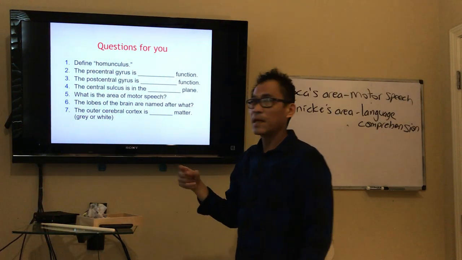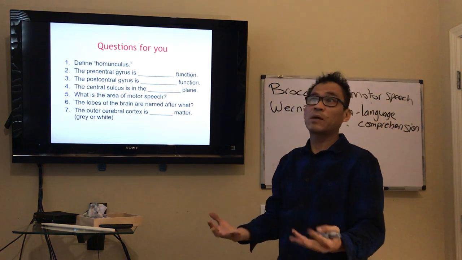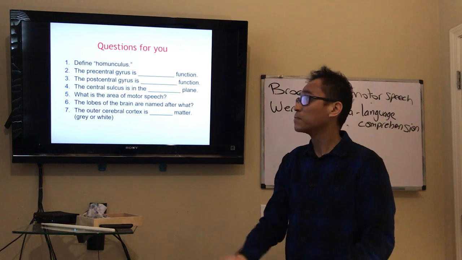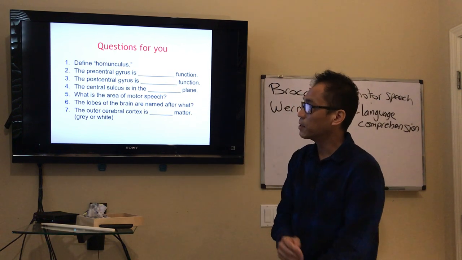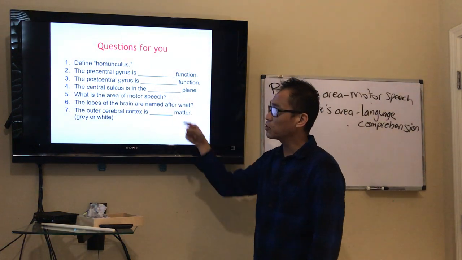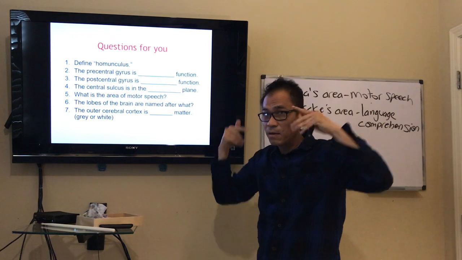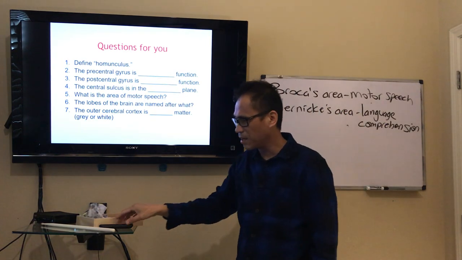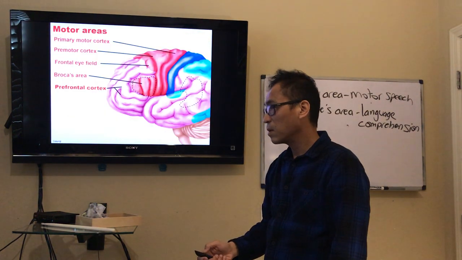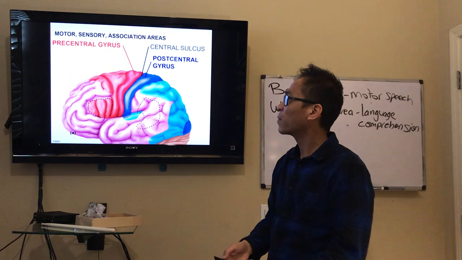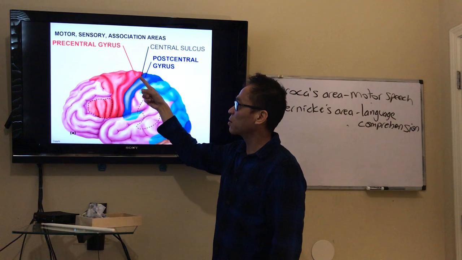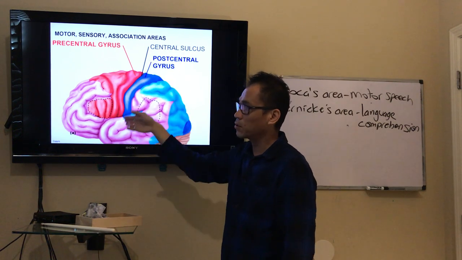Define homunculus. Again, that's the disproportionate person that represents different cortical areas that correspond to different body parts. The precentral gyrus is motor function. The postcentral gyrus is sensory function. The central sulcus is in the frontal or coronal plane. Let's go back and take a quick peek at that. Pre and post gyrus, and the central sulcus right down here. This is the frontal or coronal plane.